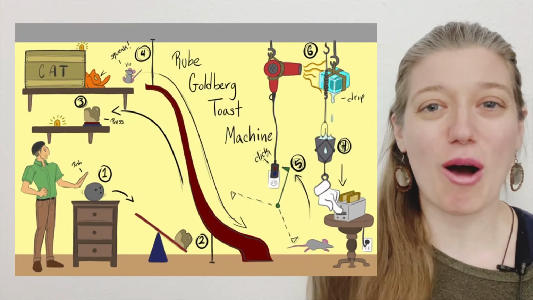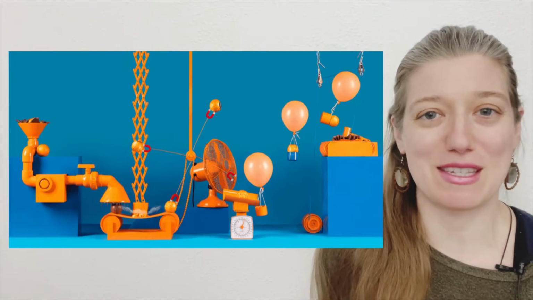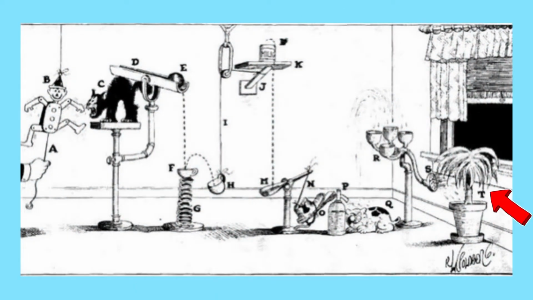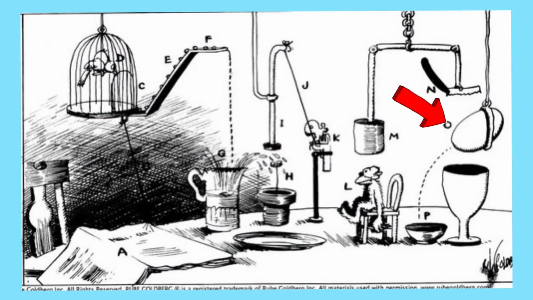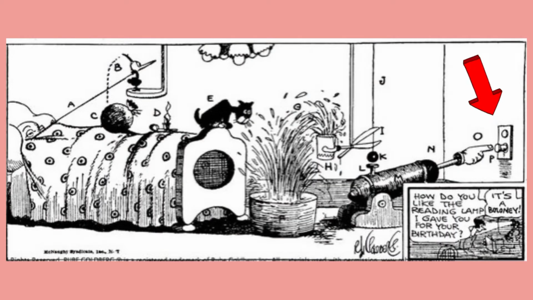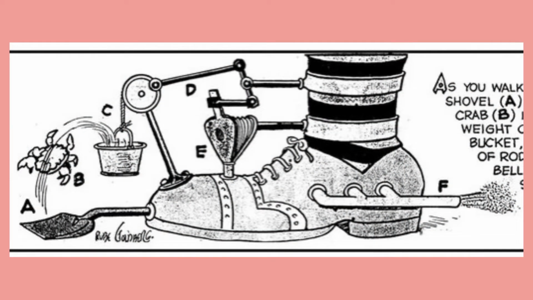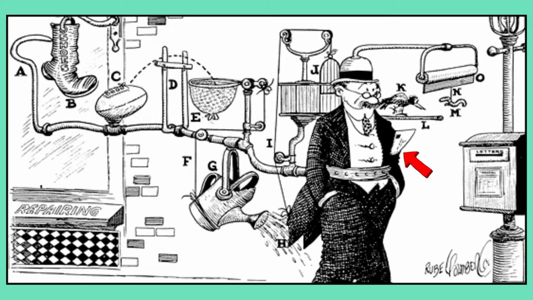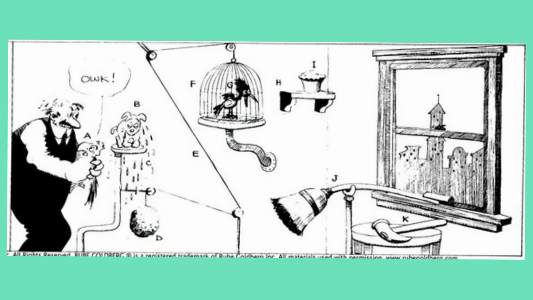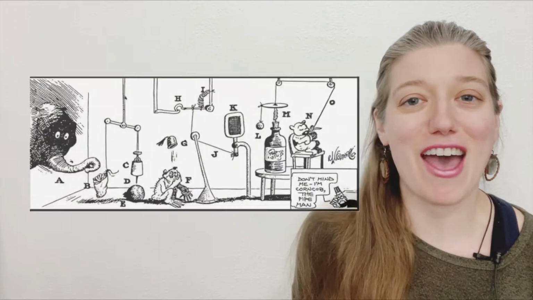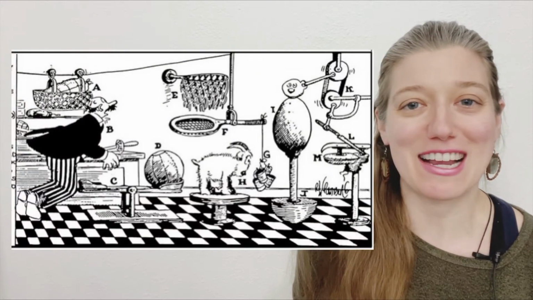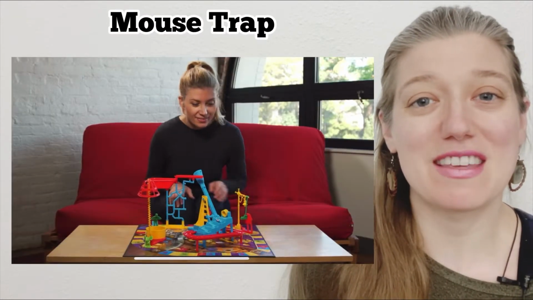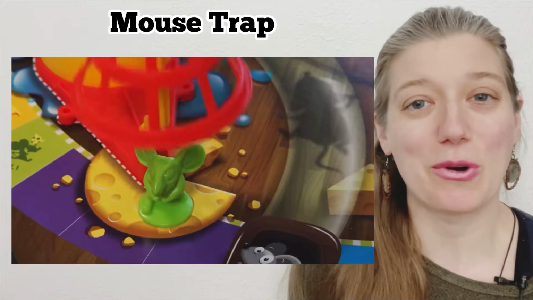These machines are comically designed to perform a very simple task in a very complicated way, such as water a plant, crack an egg, turn off a light switch, remove sand from your shoe, water the lawn, remind you to mail a letter, or open a window. These machines use an array of everyday objects and mechanical devices to set off a chain reaction. A popular spin-off of these machines is the Mousetrap board game.